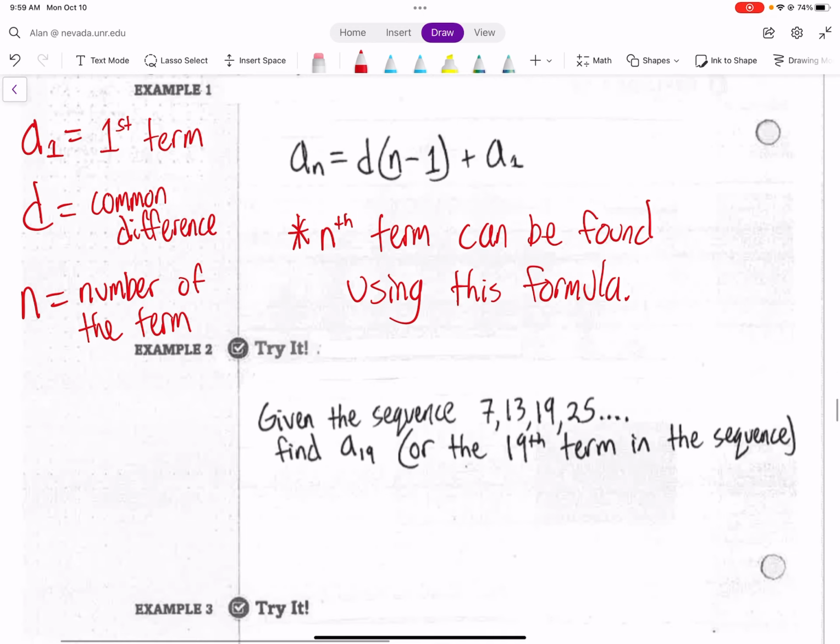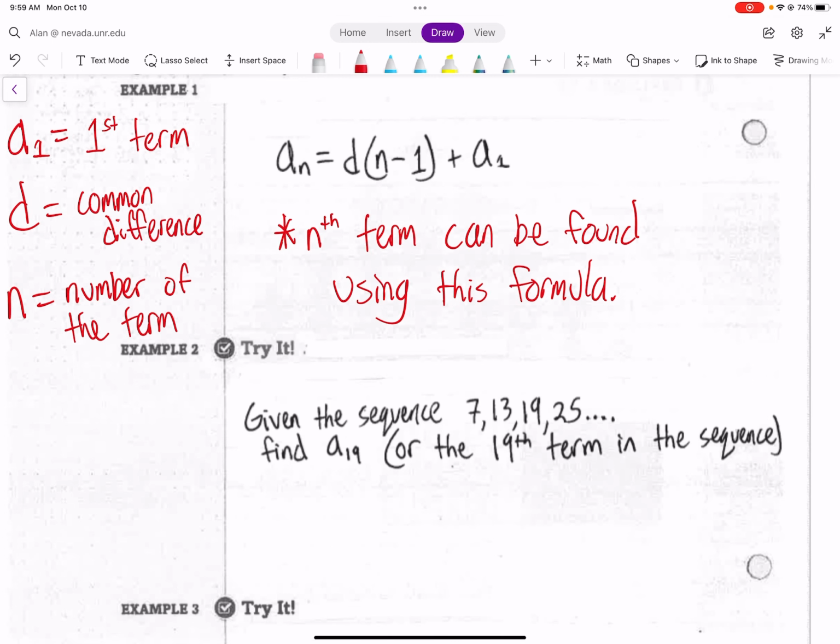So let's try it here. We are given the sequence 7, 13, 19, and 25. And we are going to find a sub 19. Remember, 19 is subbed in for n, which is the 19th term in the sequence. So we need to figure out the 19th term in this sequence. Here we only have 4 terms.